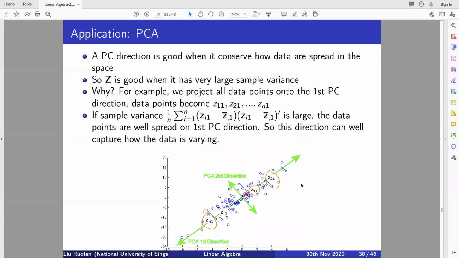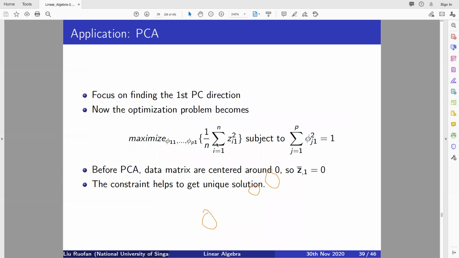And now my optimization problem becomes: I want to maximize the variance. And we add a constraint here because we want to get a unique solution. So we want to control the linear combination coefficients to have L2 norm of 1. And here you can see that this Z bar disappears because usually before doing PCA, all our data matrices are centered around 0. So this Z bar is equal to 0. Then we can simplify our variance in Z as just the sum of squares of Zi1.